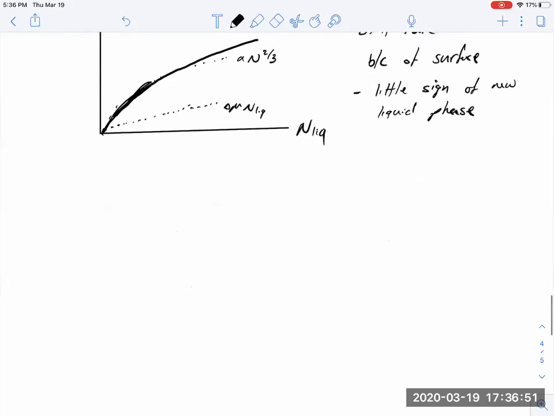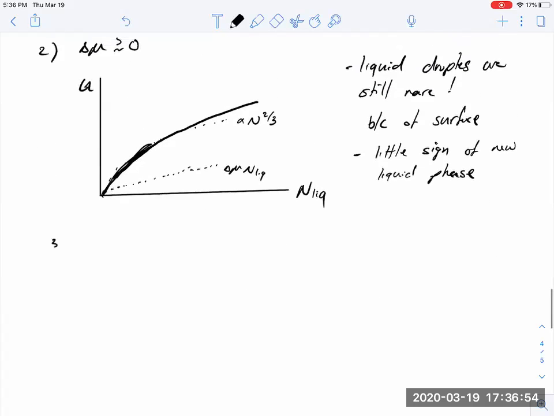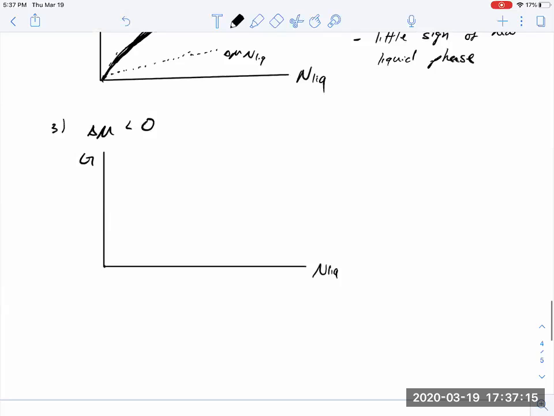Okay, well, let's actually make the liquid stable. So let's consider a condition now where delta mu is less than 0, and draw the same plot. So again, the free energy as a function of the number of particles in the droplets. Now if delta mu is negative, there's a piece of the free energy that has a negative slope. That surface tension term still increases abruptly and is positive.